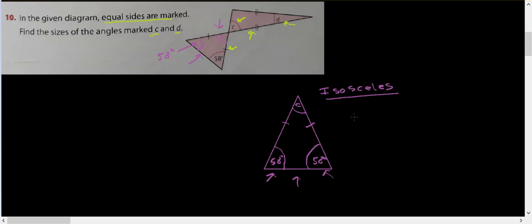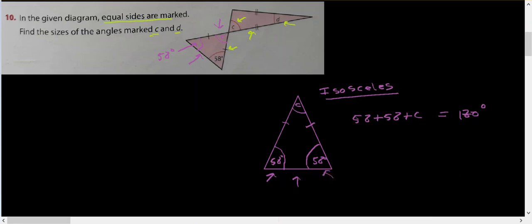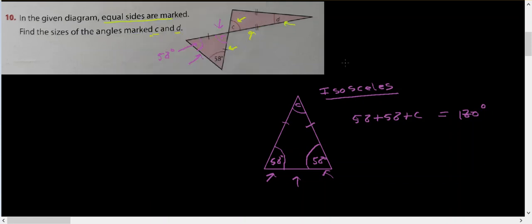So we can say that 58 plus 58 plus C is equal to 180 degrees. Remember, with triangles, the three angles have to add up to 180 degrees. So we can add these up. We take 58 plus 58, which is equal to 116. So 116 plus C is equal to 180.